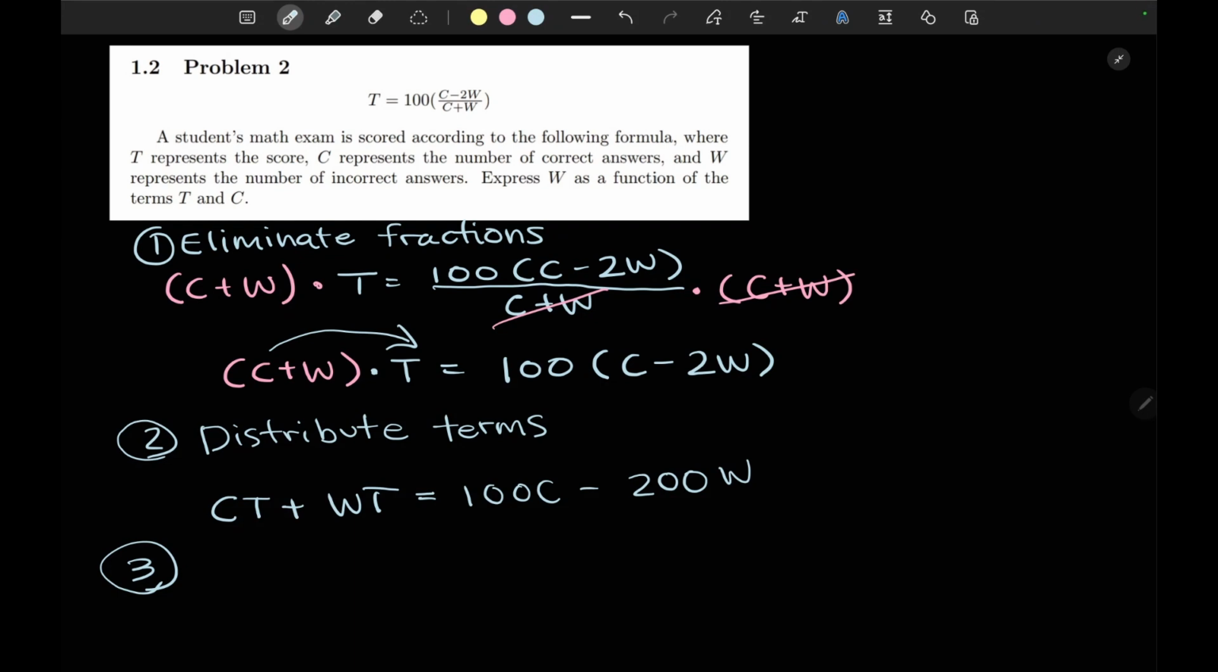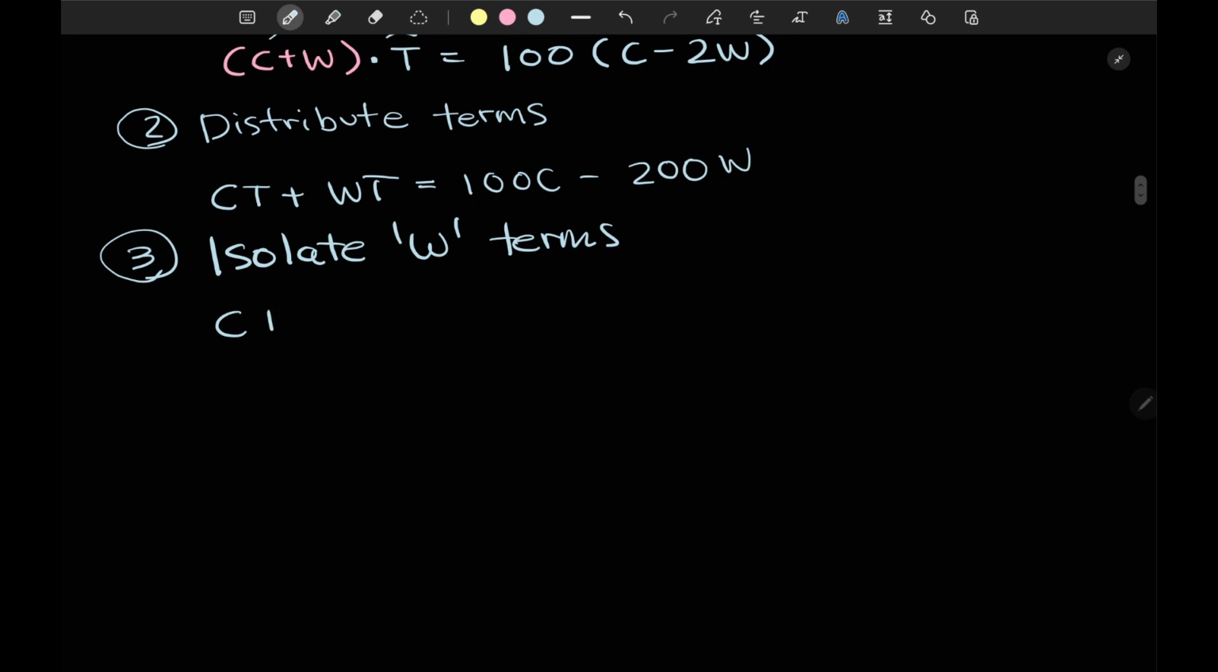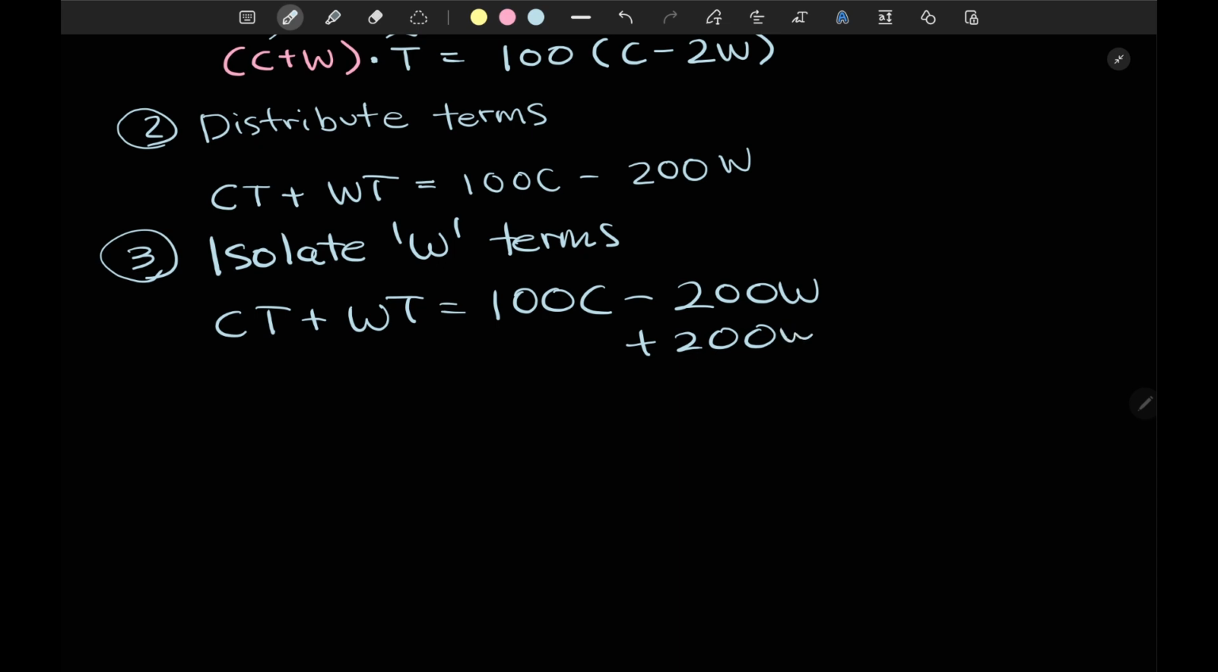The next step that we're going to take is going to be to isolate all of the w terms on the same side of the equation. And so that's going to involve two steps for us, which are going to be to move the 200w from the right over to the left, and also to remove the ct from the left. We could also do it the other way, move the wt over to the right-hand side, and move the 100c over to the left-hand side. We'll get the same answer either way, but for this problem, we're just going to do this.